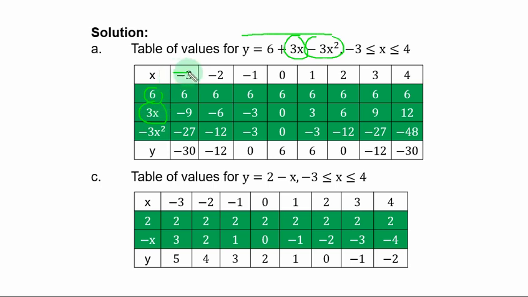So minus 3 times 3, you have minus 6. 0 times 3, you have 0. 4 times 3, you have 12.